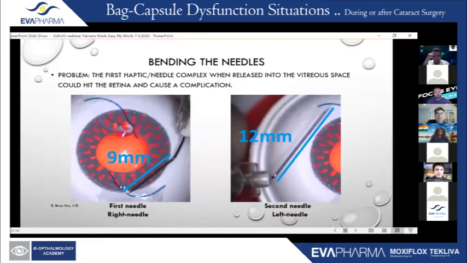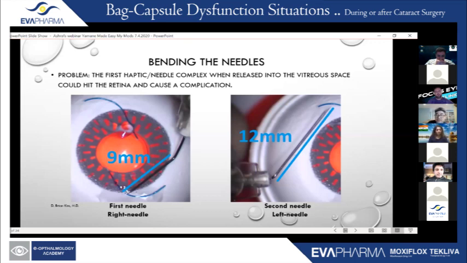So the next point is bending the needles. The problem is the first haptic needle complex is going to be released into the vitreous space, and you don't want it to be too deep in the vitreous space and potentially harming retinal structures. And so you want to bend that first needle about 9 millimeters, and this prevents that needle haptic complex going too deep in the eye.